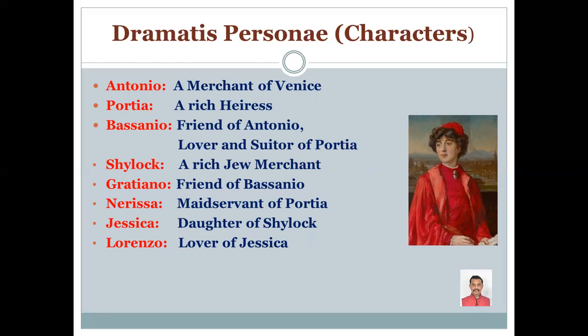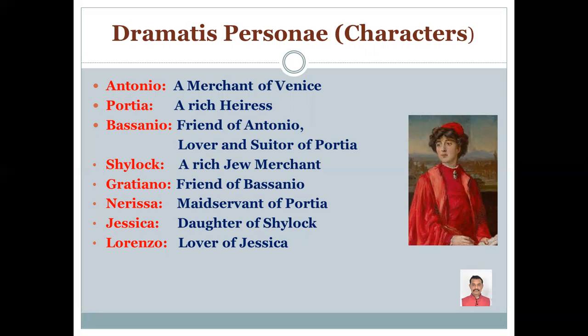Then the third important character is Bassanio. Bassanio is a rich man. He is a friend of Antonio, but because of his extravagant habits, he has lost all his money. He has become bankrupt. He has lost his fortunes and property, and he is in debt now. He is a good friend of Antonio, and whenever he is in need of money, he comes to Antonio, and Antonio gives him as much money as he wants.